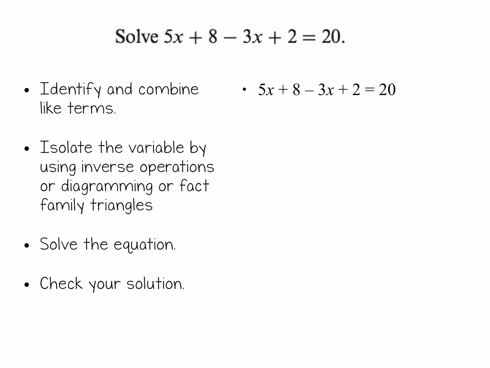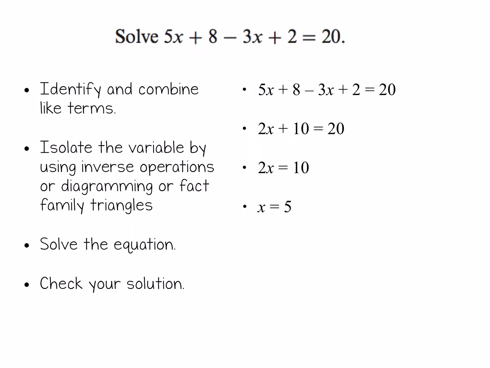5x minus 3x are like terms, and 8 plus 2 are like terms. So there I've combined my x's and my constants on the left. Now I'm going to subtract 10 from both sides, so I'll use inverse operations. I'm going to divide both sides by 2. And my solution is x equals 5.